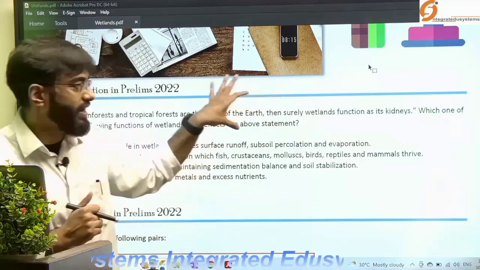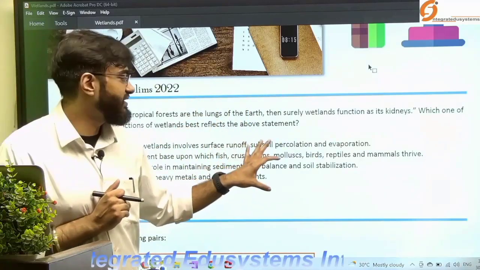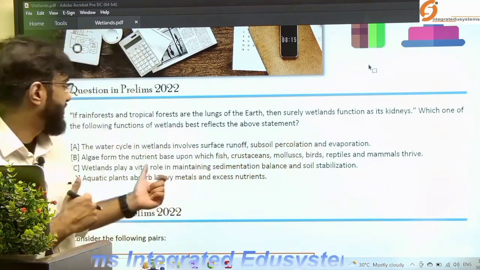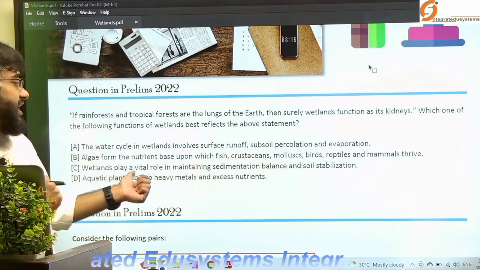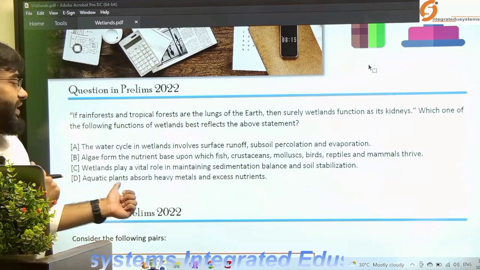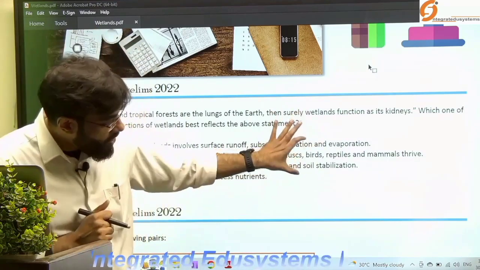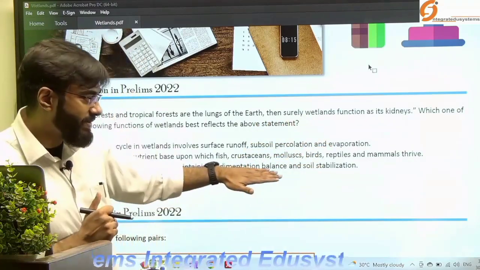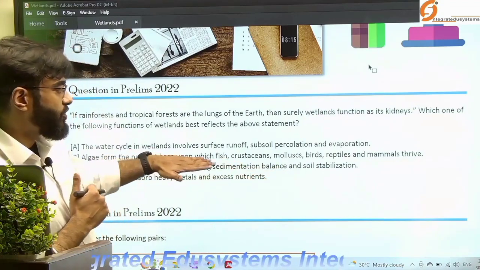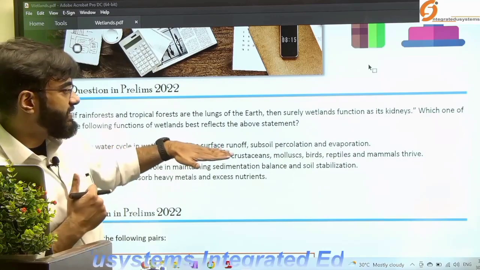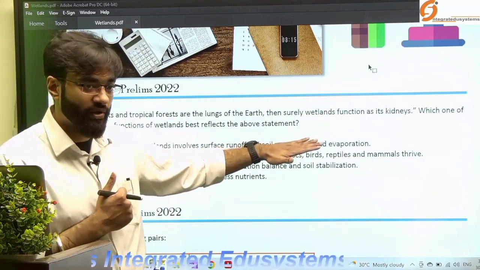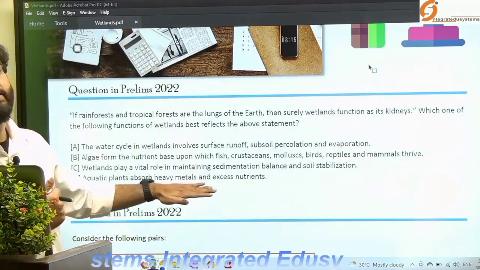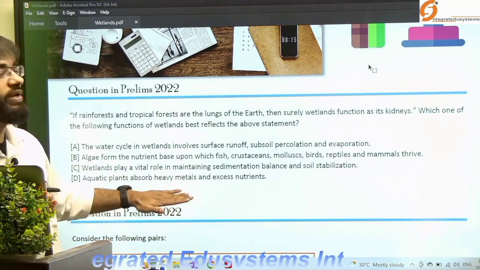similarly you can recognize and arrive at the correct answer. So if we see the answer, the water cycle in wetlands involves surface runoff, subsoil, then algae form the nutrient base, then wetlands play a vital role in maintaining sedimentation, and aquatic plants absorb heavy metals and excess nutrients. All these statements somehow pertain to wetlands. They maintain balance and soil stabilization, they provide the nutrient base, they prevent surface runoff, they allow subsoil percolation. But when we are talking about filtering out pollutants, then the heavy metals and excess nutrients are being filtered out, so we arrive at the correct option.